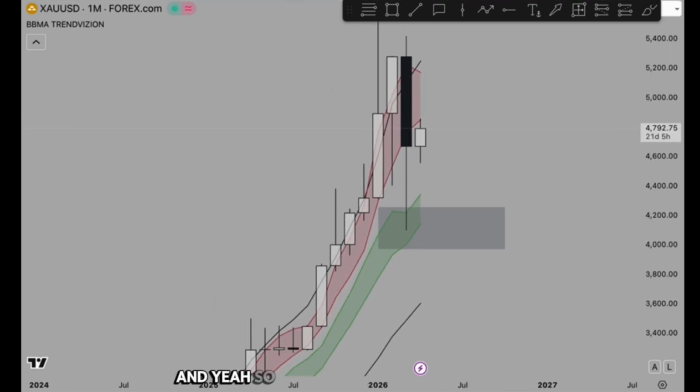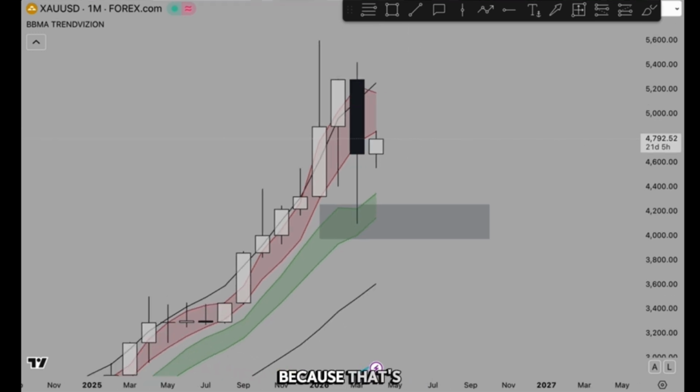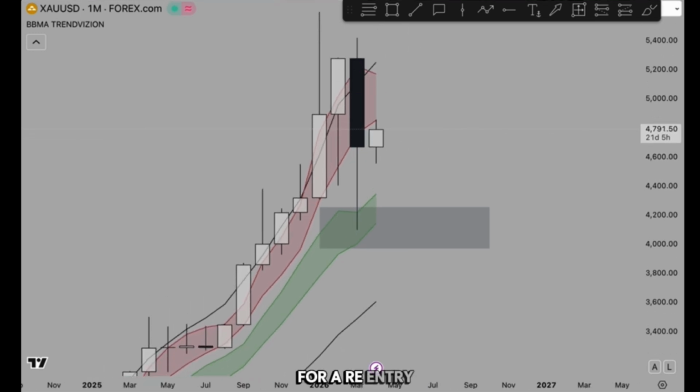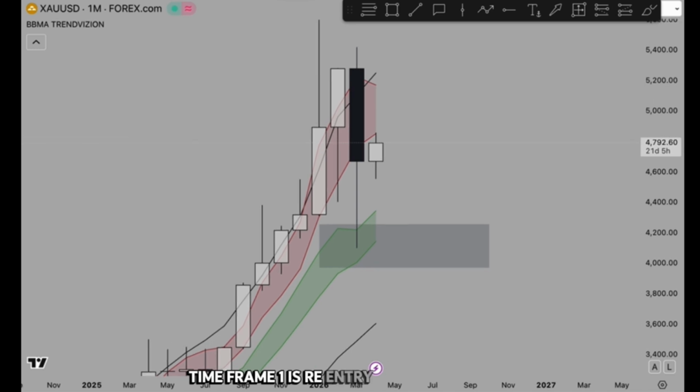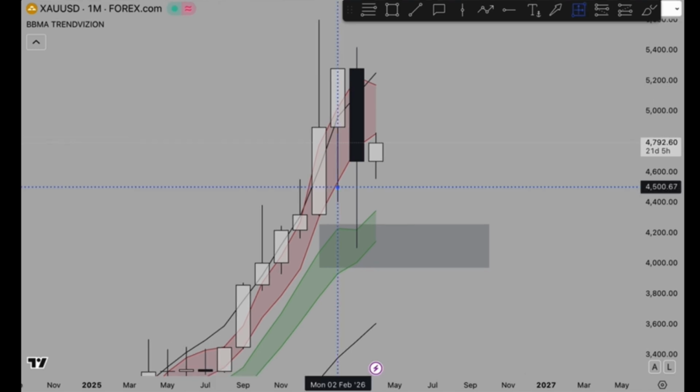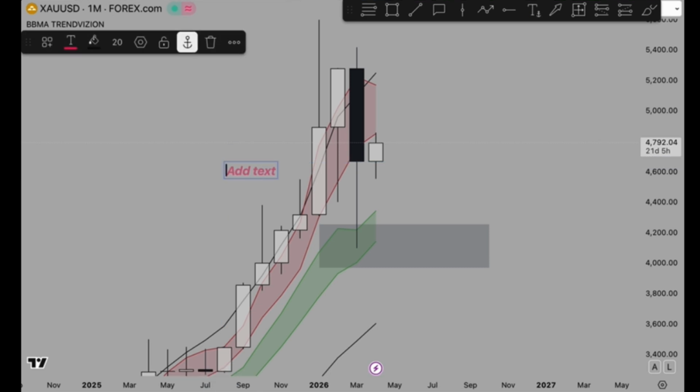And yeah, so BBMA uses multiple time frames. So I'm first gonna go into the top 3 time frames because for a re-entry, that's the most usual re-entry time frames. So yeah, time frame 1 is re-entry. I'm gonna write it down.